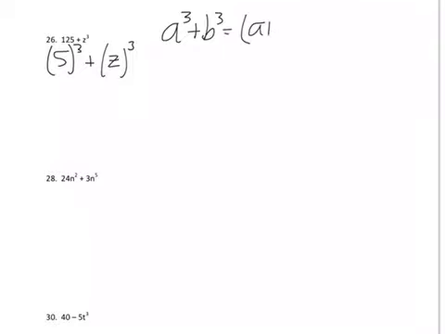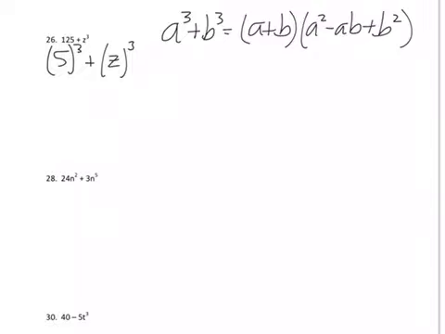Now, number 26, no GCF. 25 happens to be 5 cubed. And z cubed is clearly z cubed. So what we have is a sum of cubes. So there's an algebraic definition that if you have a cubed plus b cubed, this will follow a special factoring pattern of a plus b times a squared minus ab plus b squared.